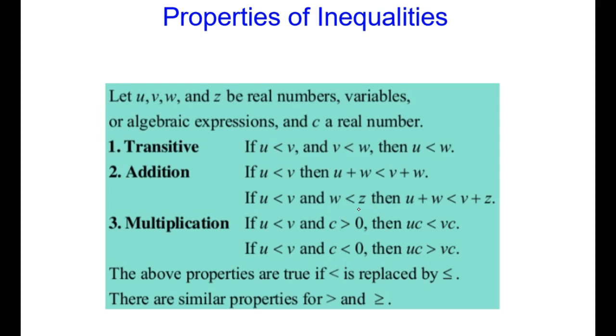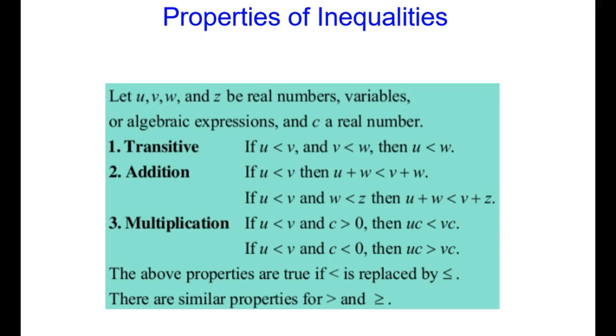The third property, multiplication, if u is less than v and c is greater than 0, then u times c is less than v times c. As long as we're multiplying by the same value and it's positive, that inequality is going to hold true. If u is less than v and c is less than 0, it's a negative value, then u times c is going to be greater than v times c.